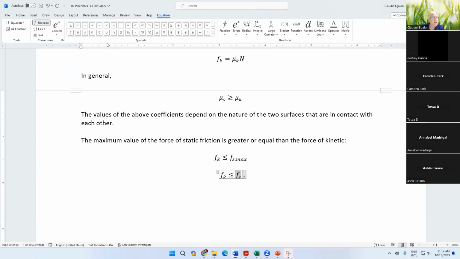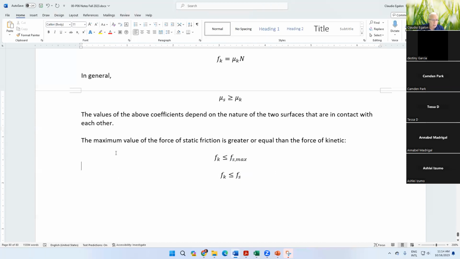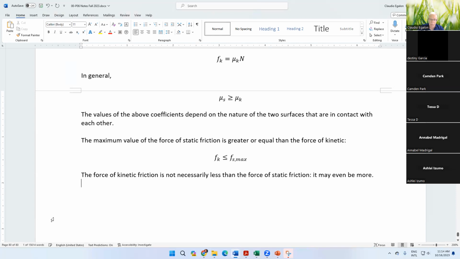I'm going to spell that out here. The force of kinetic friction is not necessarily less than the force of static friction. It may even be more. What we are talking about here, and that's what many people don't understand, is the maximum value of the force of static friction.